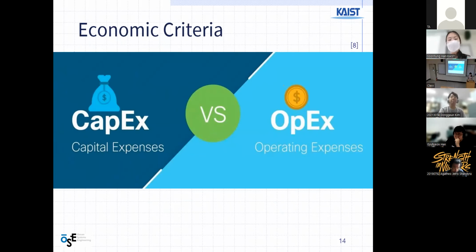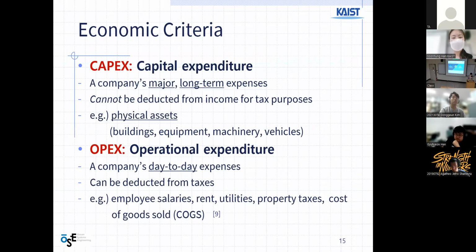And I want to introduce you to another type of criteria that is being used in the industry, which is known as capital expenses and operating expenses. The names by themselves give you a certain idea of what these criteria might be. To give you a deeper understanding, basically CAPEX, or capital expenditure, is a company's major or long-term expenses that you invest for your future. But operational expenditure is something that a company uses on a day-to-day basis.